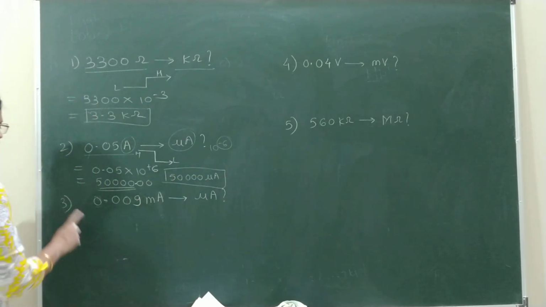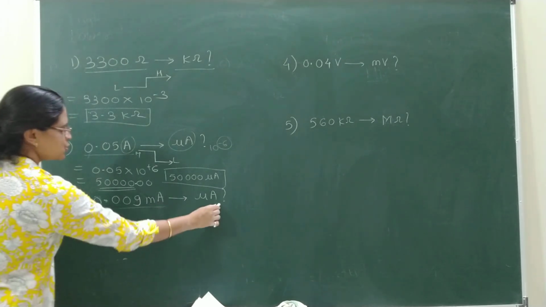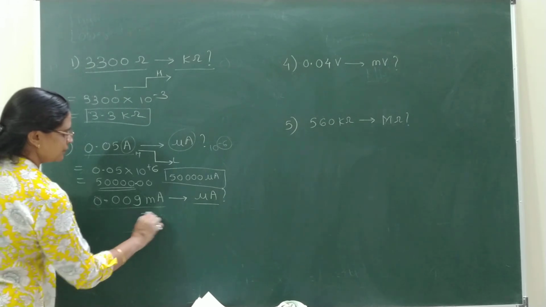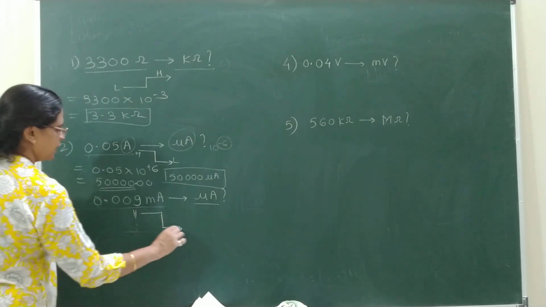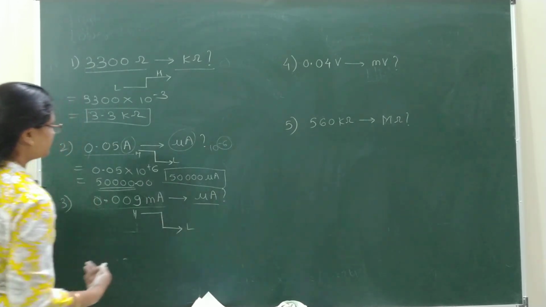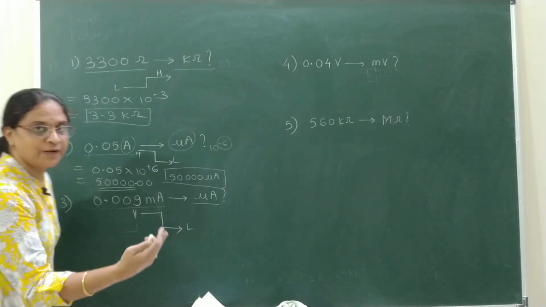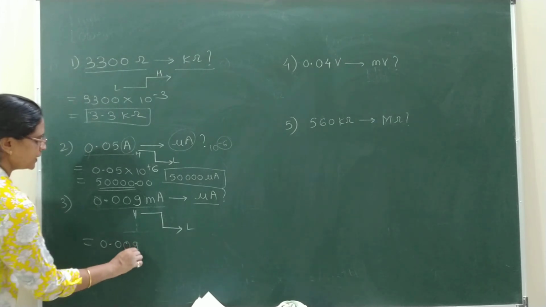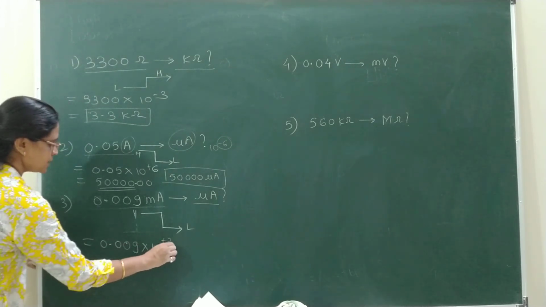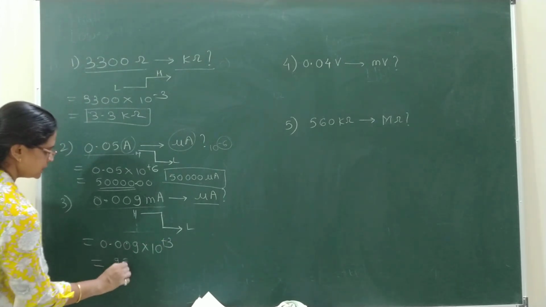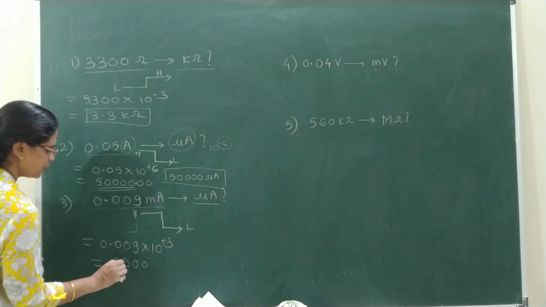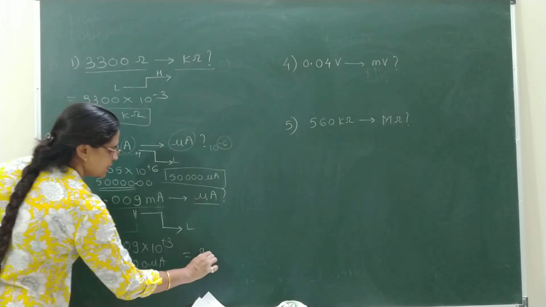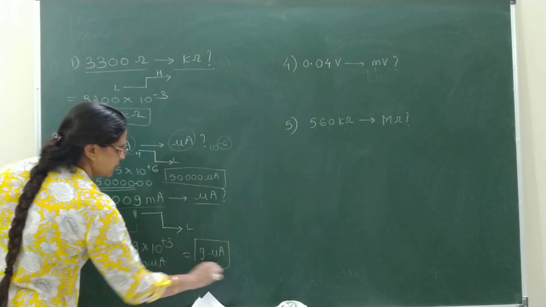Okay, next, milliampere is to be converted into microampere. Again, higher unit to lower unit. Shift the decimal point towards right. So here it is 0.009 into 10 raised to plus 3. It becomes 9,000. Adjust the decimal point, 9 as microampere. So the answer is 9 microampere.